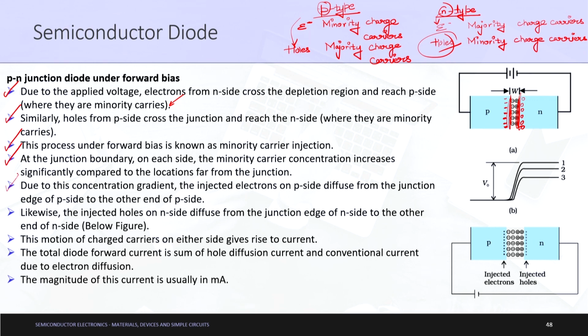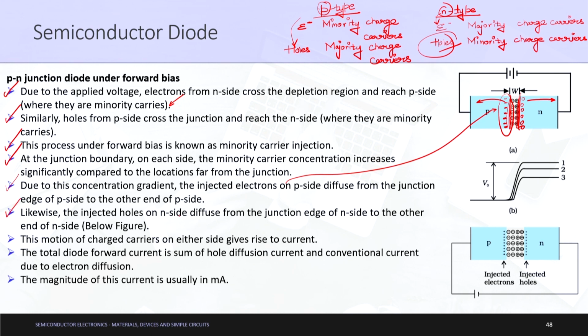Okay. Due to this concentration gradient, the injected electrons on the P side diffuse from the junction edge of the P side to the other end of the P side. So, there is a diffusion happening inside P only. Similarly, there is a diffusion happening inside N only.